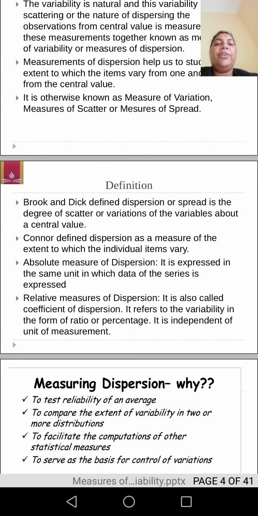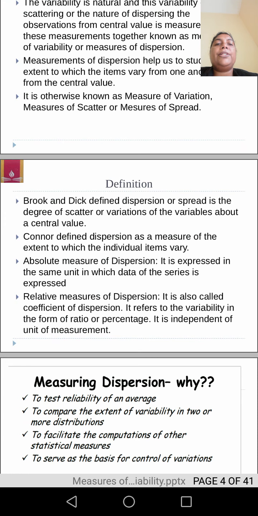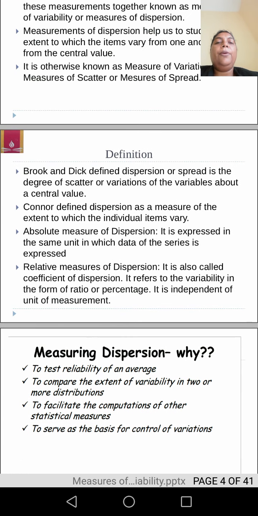Let us see a few definitions on measures of variability. Brooks and Dick have defined it as the degree of scatterness or variation of variables about a central value. On the other hand, Connor defined it as a measure of the extent to which individual items vary.